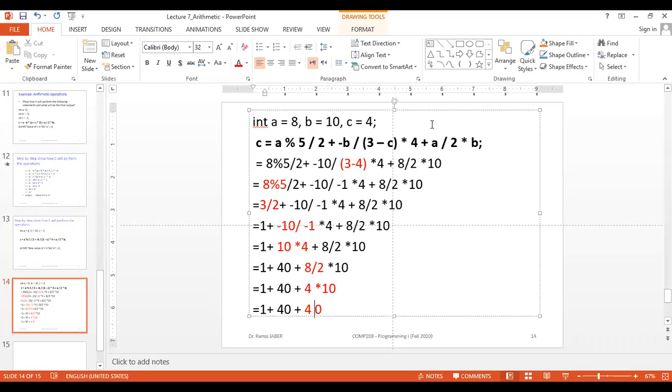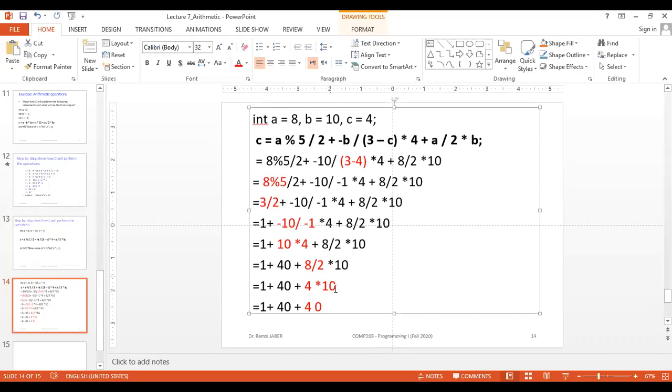We have less than 1 minute. I will start again here. Now we have a plus, a plus. So we start by this: 1 plus 40 plus 40. 41 plus 40 equals 81. You got it? We have less than 1 minute before Zoom exits us. Okay, now I finish.